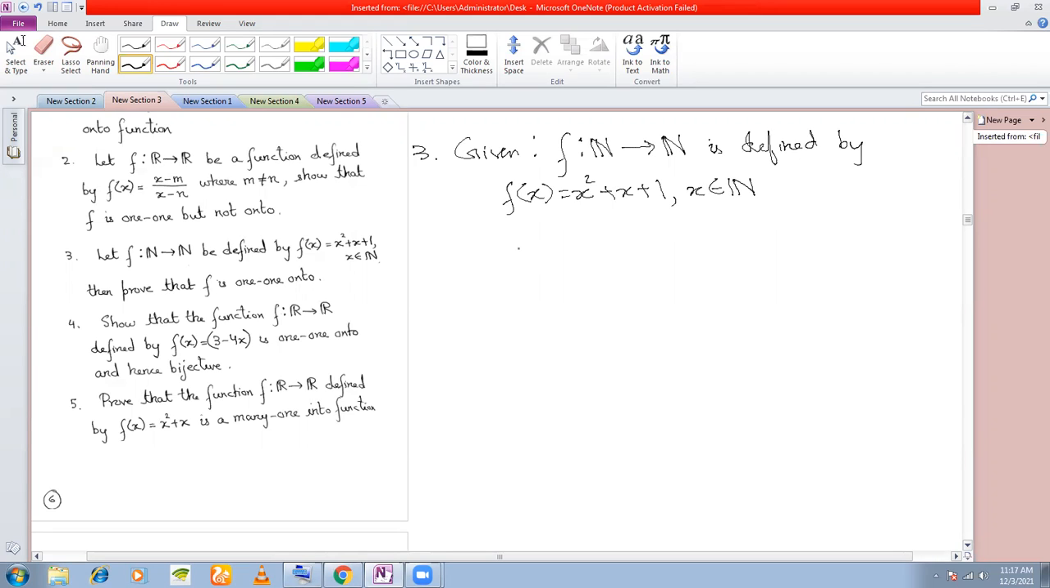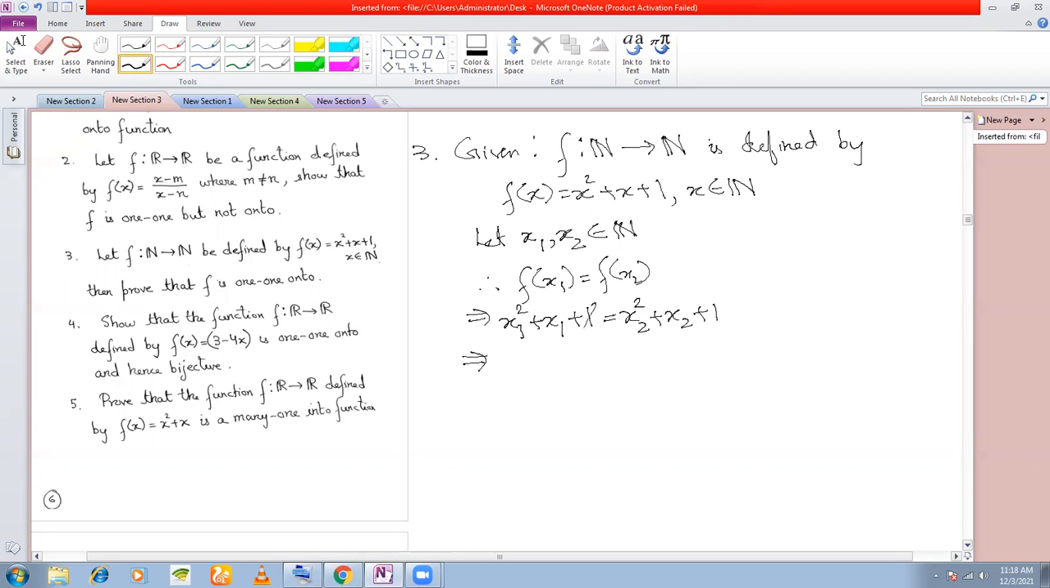That is the set A, right? You need to prove that f is 1 to 1 and onto. Let's proceed to show f is 1 to 1 and onto. Let's take two elements in A, x1, x2. A and B both here are the set N, right? So we take x1, x2 as two natural numbers. Therefore, f(x1) is equal to f(x2) means x1 square plus x1 plus 1 is equal to x2 square plus x2 plus 1.